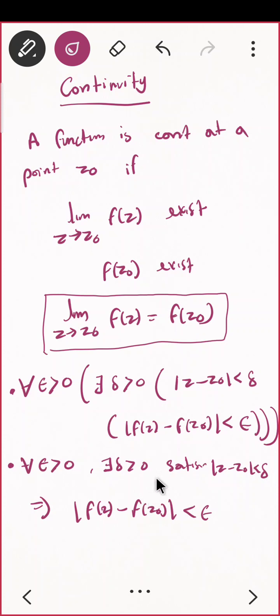That means, do you see, this is the same as what we defined in real analysis. The one condition is that here it is an open ball, and here also it is an open ball. That means give me any open ball around z naught, and I should be able to find an open ball around f of z naught as well. That's it. This is the definition of continuity.